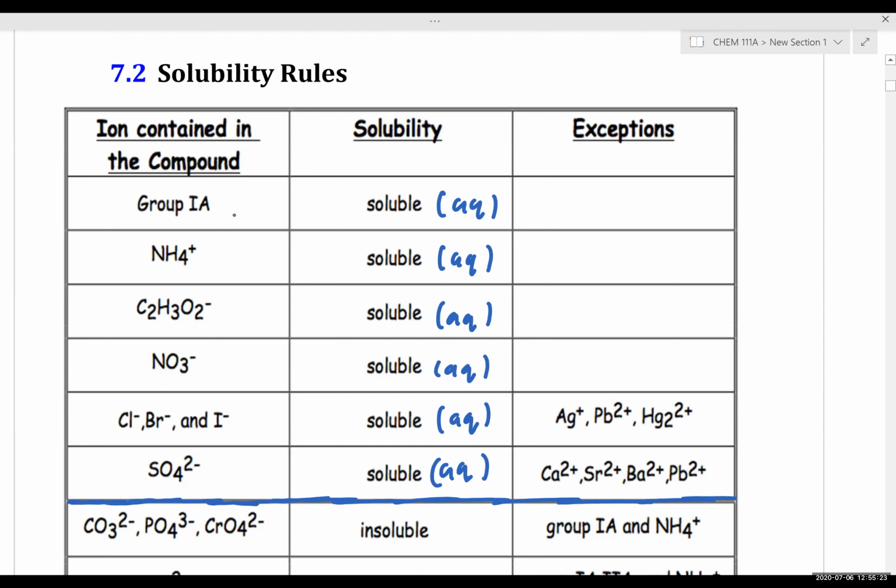What are some examples of group 1A ions? What's a group 1A element? Let's list a few of them. What are some examples of group 1A?